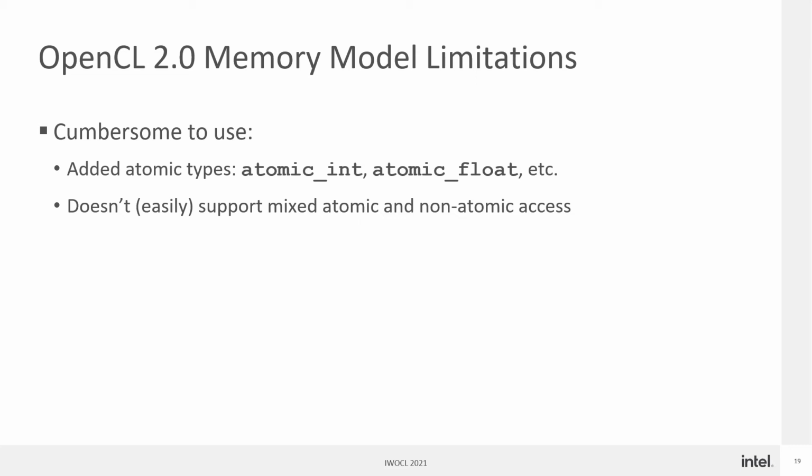The first is that the OpenCL 2.0 memory model was cumbersome to use. It added these atomic types for things like atomic ints and atomic floats, but because these were separate types, it didn't easily support mixed atomic and non-atomic accesses.